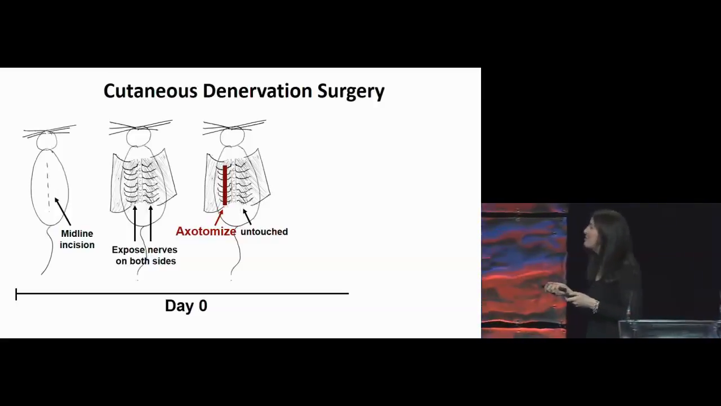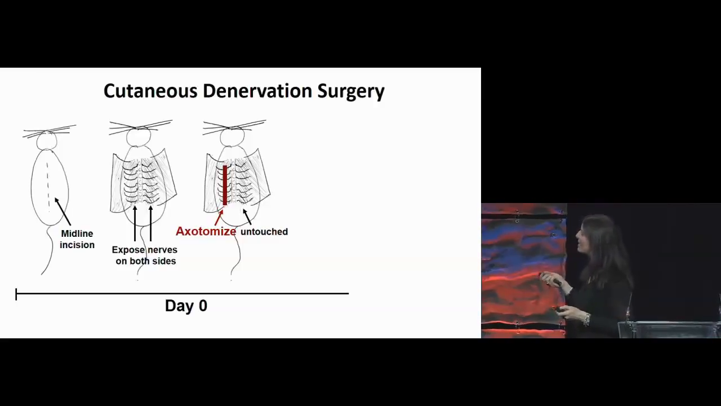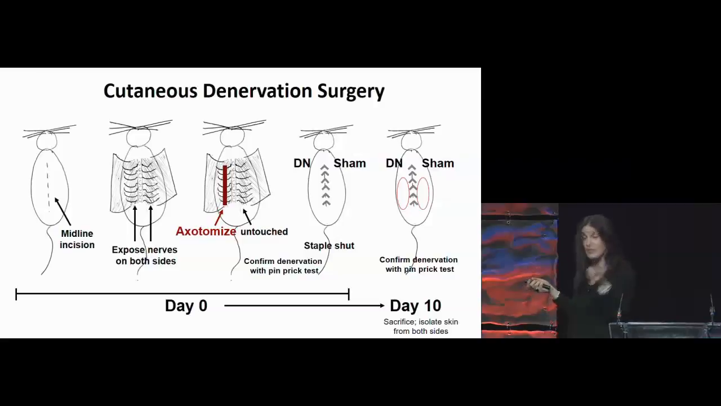We took a mouse. We made a midline incision down its back. We basically opened up the flaps of the dorsal skin. You can visualize the cutaneous nerves. On one side, we exotomized them. In fact, you can take them right out. The other side, we left untouched. We closed the mouse up with staples. You immediately can tell if the denervation was effective, because if you poke the mouse with a pin, it won't turn towards that stimulus. We waited for 10 days. We confirmed the region of denervation, and we harvested skin from both sides.